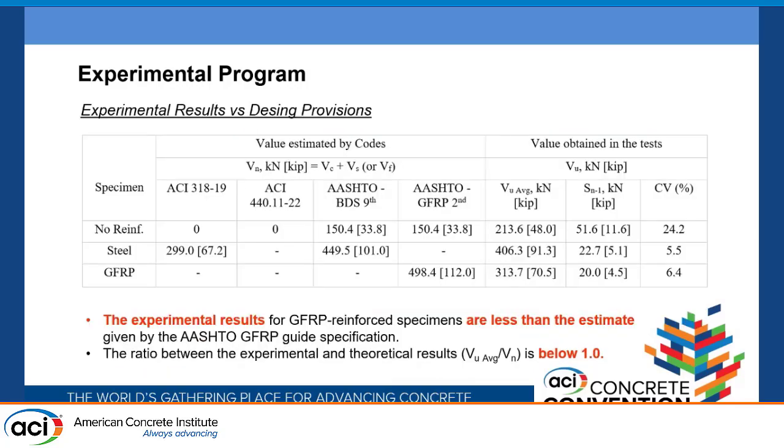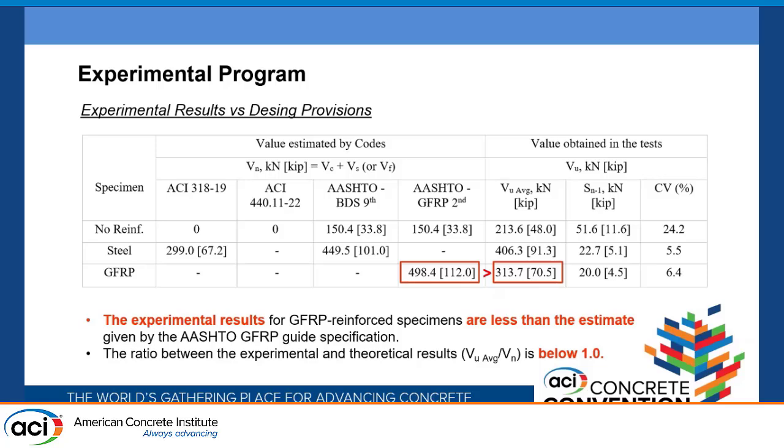So finally, here we want to compare the experimental results with the design provisions. We are focused only on the GFRP results. To calculate the theoretical capacity, we used AASHTO BDS, the second edition for GFRP. You can see here that the experimental results for GFRP specimens are less than the estimate given by this specification. According to the specification, the theoretical capacity is around 500 kilonewtons, or 112 kips.